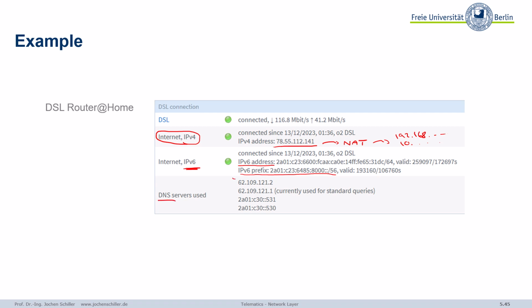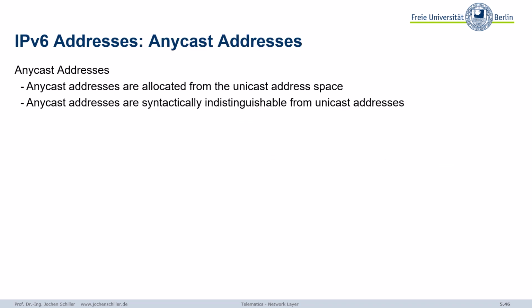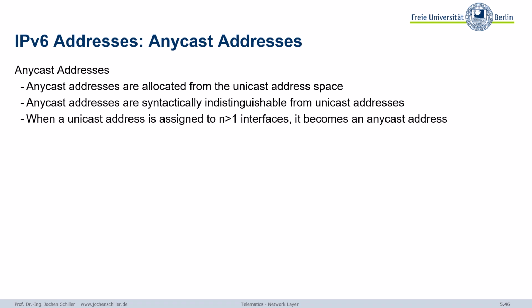DNS, we've seen that in previous chapters. Here we see, for example, IPv4 DNS servers, but also IPv6 DNS servers. So that's the idea. You see the configuration, and we'll learn that many devices today know both version 4 and version 6. They have two protocol stacks inside. We have special addresses. Anycast, that's new. Anycast addresses look like a unicast address, so you don't see any difference by the syntax. As soon as you assign a unicast address to more than one interface, it is an Anycast address.